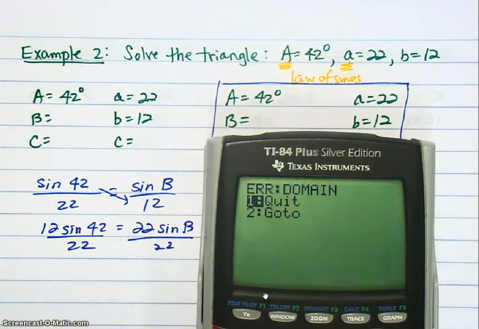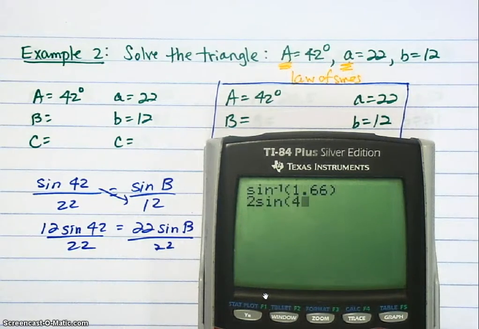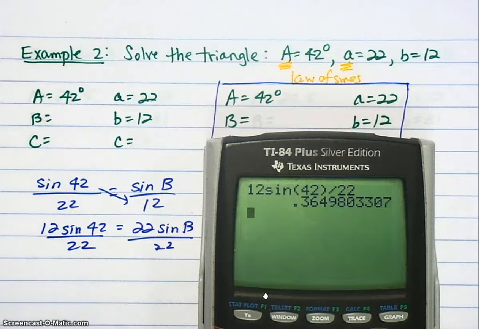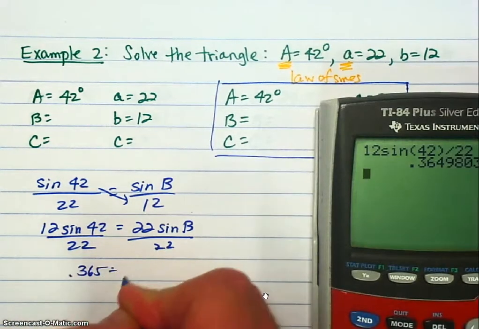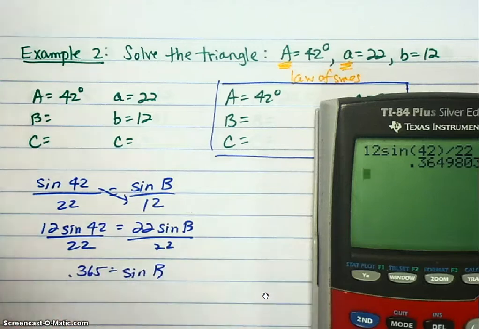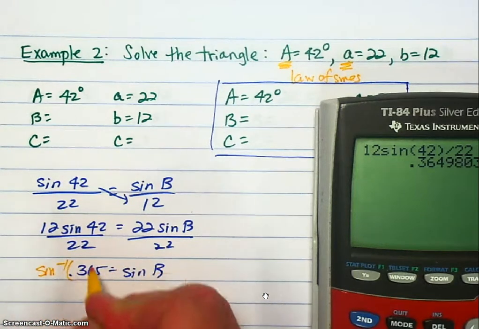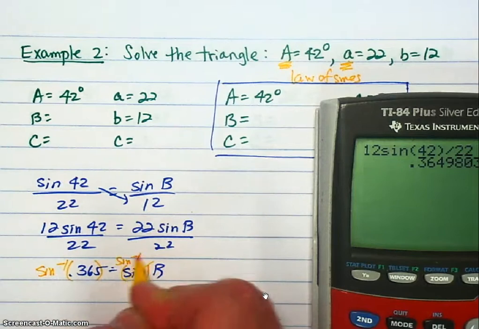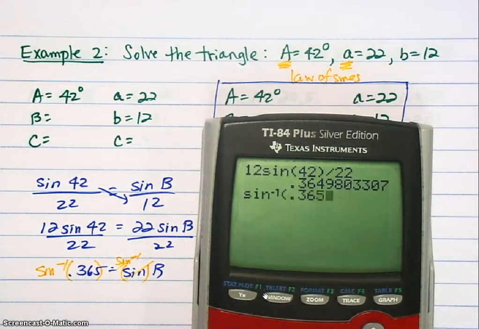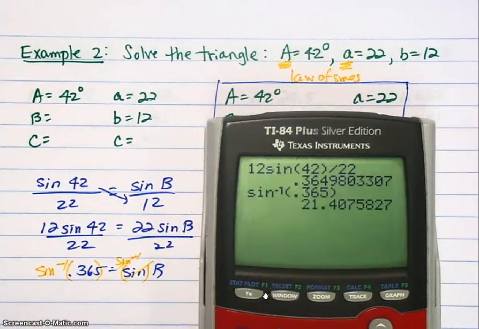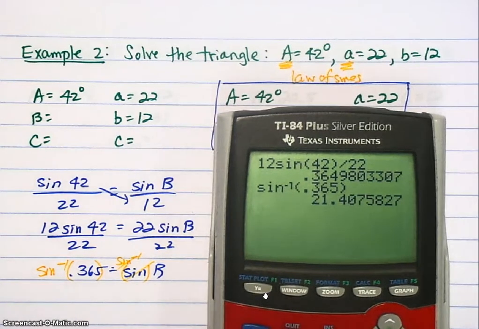And so again, we take our calculator here and we go 12 sine 42 divided by 22, and we get 0.364 or 0.365. We can round it to that. So 0.365 equals the sine of b. And again, we're going to do sine inverse here to solve it, because they cancel over there. And if I do the sine inverse of 0.365, we get 21.4. I'll just round it to 21.4.